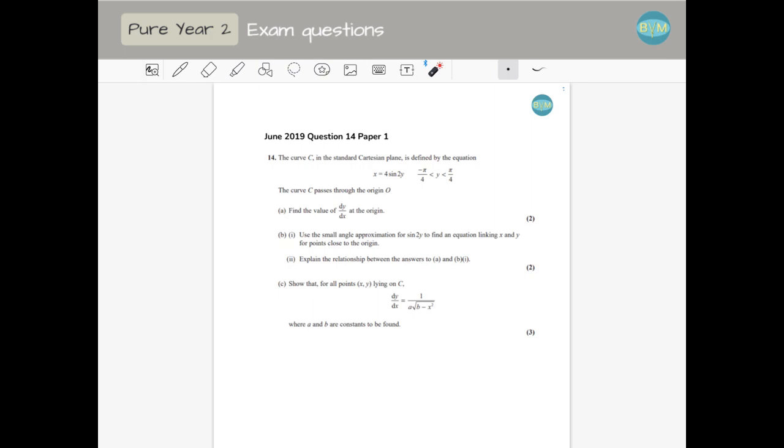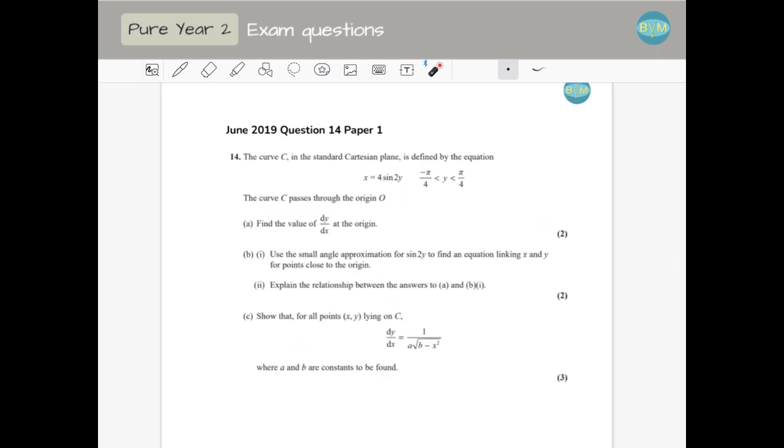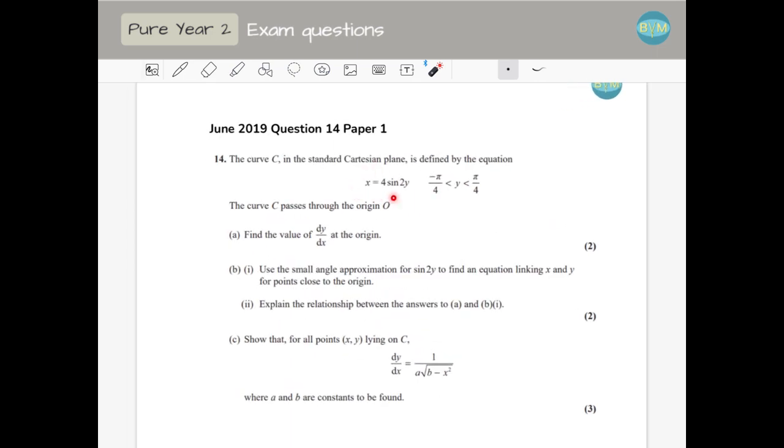Hello, this is question 14 on your June 2019 paper 1 from Edexcel. You have this curve C passing through the origin, and you have to find the dy by dx at the origin. So we are going to differentiate this expression and substitute the x by 0 or the y by 0.